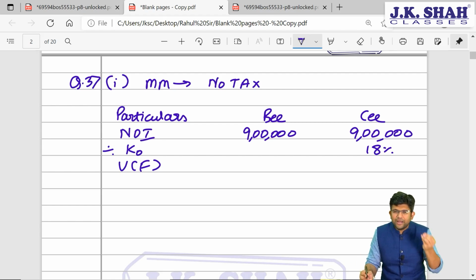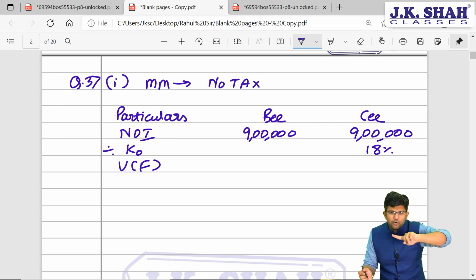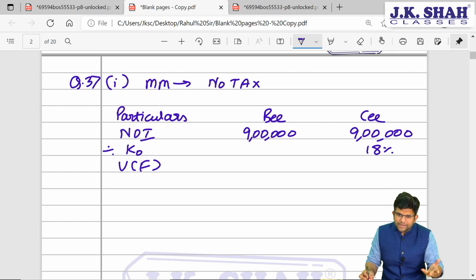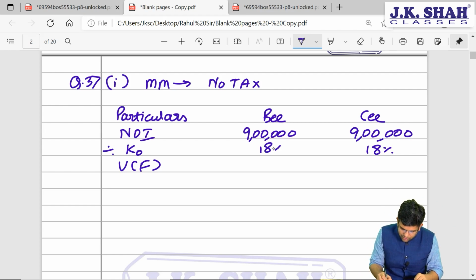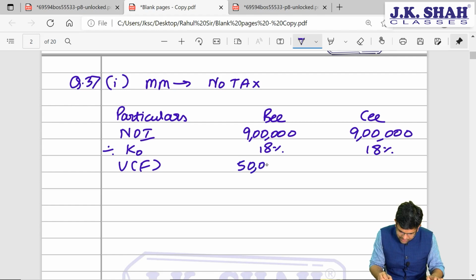In the NOI approach and without tax approach, the value of the firm of both companies, under the understanding that both have the same NOI, will be the same, and therefore I will take KO here also as 18%. So children, if I take my calculator and do 9 lakhs divided by 18%, I get 50 lakhs. So 50 lakhs becomes the value of the firm for both the companies, right?